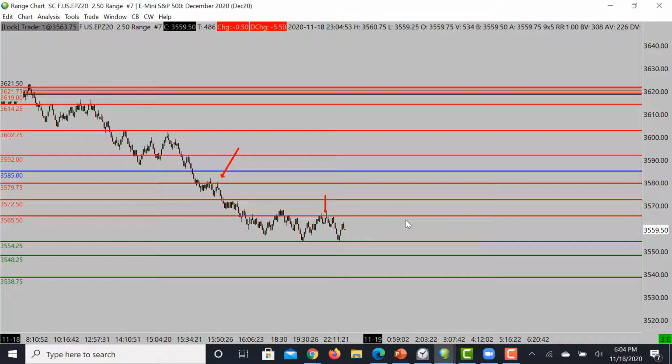But again, keep in mind the trend is down, so you want to go ahead and trade with the trend. That's your highest probability trades there.